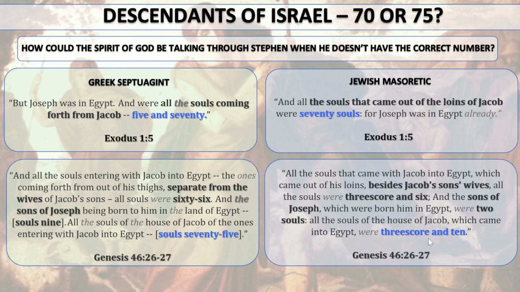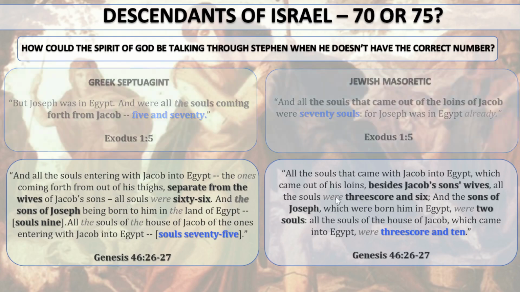But notice what the Jewish Masoretic has done: it's changed that. It's removing Joseph's sons and saying Joseph only had 2 sons, and then it's coming up with the same 70 and 70, okay? 70. If you don't know what a score is, in Old English it means 20. So 70 is 20 plus 20 plus 20 plus 10, 70, all right? So we've got a problem here, a big problem. Now, how do we resolve this?